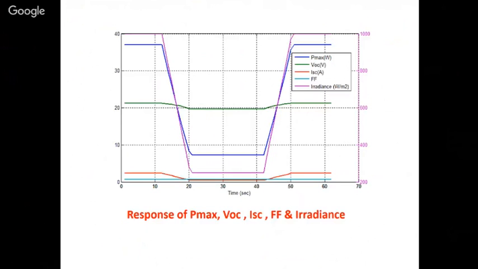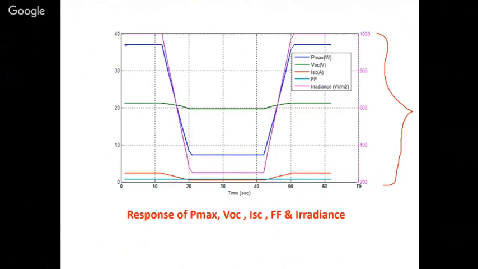When I found the output, you can see here my irradiation. First I had 1000 watts per meter squared, then suddenly I changed it to some 300 or something, then again I increased it to 1000 watts per meter squared. So you can see the irradiation. I have taken its scale on this side in MATLAB, because on this side the scale is 40. If I put 1000, then all the 40 values will be very small and not visible. So for visibility, I have taken only the irradiation on the right side, and all the other parameters are here.